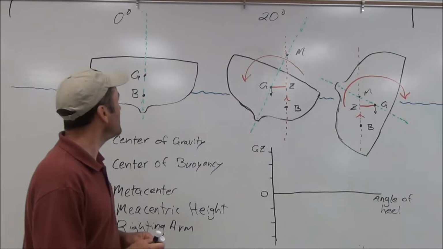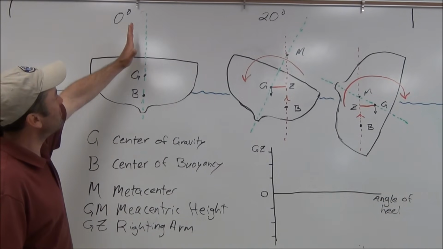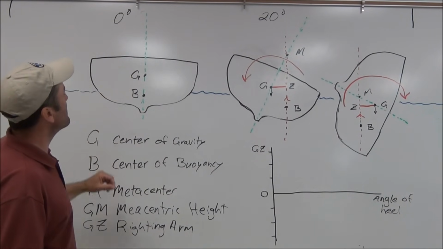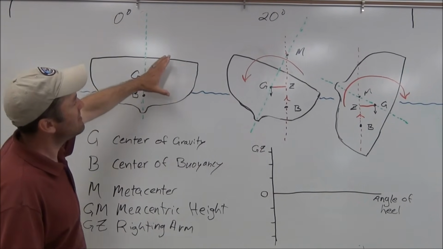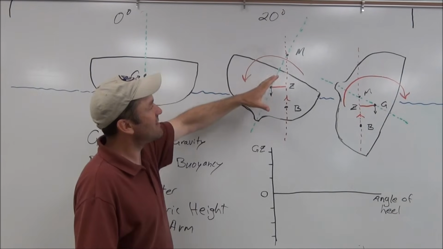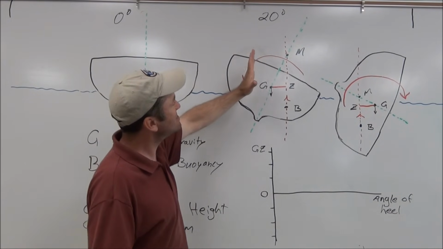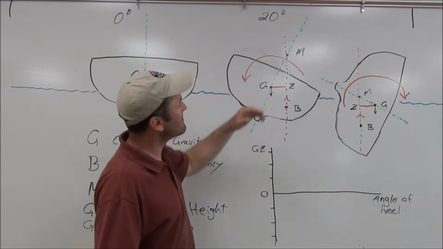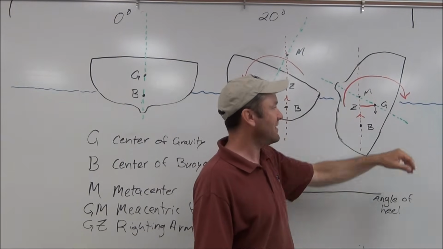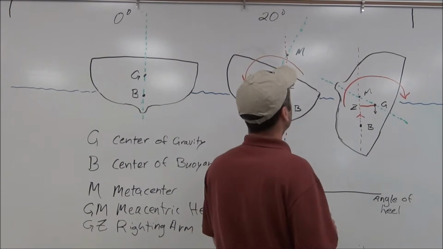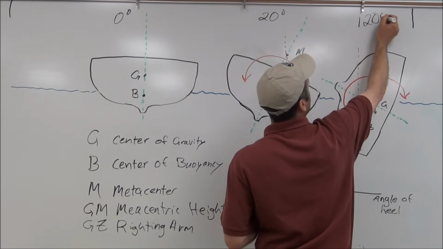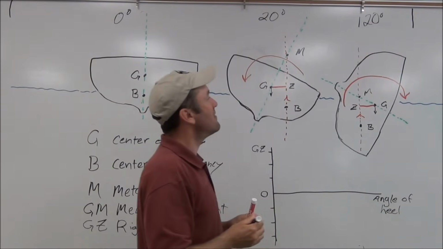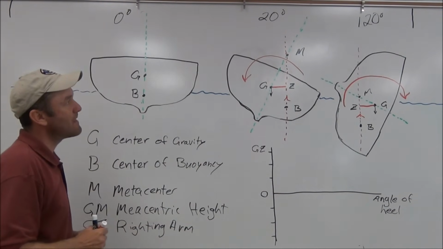So basically the angle of heel is the angle at which the boat starts to tip. Okay, so this is 0 degrees because we're just sitting straight up and down. And then we tip. This could be, in theory, 20 degrees. So it's tipped over 20 degrees. And then here, this could be 120 degrees. We'll just say, just in theory. Okay, so that would be 120 degrees.